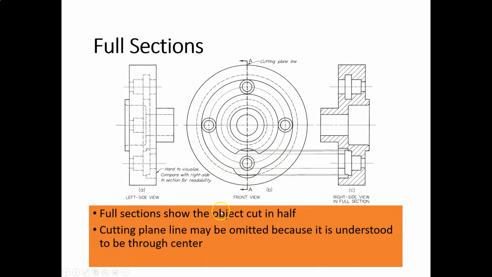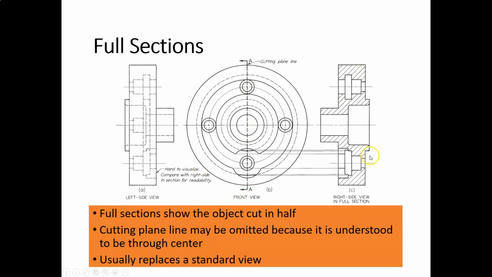As I said, the cutting plane line may be omitted because it's understood to be through the center. So oftentimes with full sections, we omit the cutting plane line because it's obvious, especially in the case of a single section view in the drawing. Okay, we can omit the cutting plane line, replace it in this case with a center line.